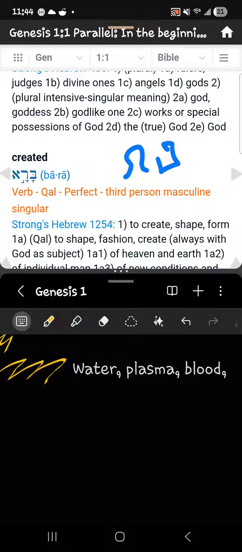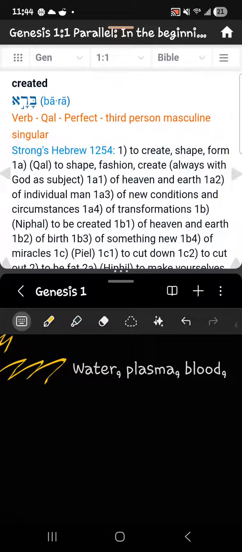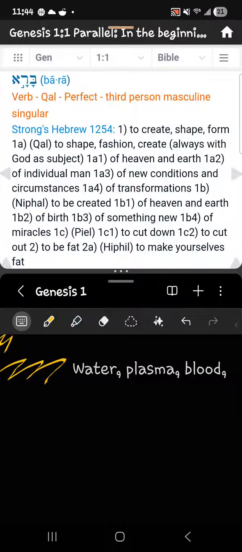Bara'a, which is in the head of the mighty one. So he's thinking about it. When he first created something, to create, shape, form, to shape, fashion, create, always with God as subject, of heaven and earth, of individual man, of new conditions and circumstances, of transformations to be created.